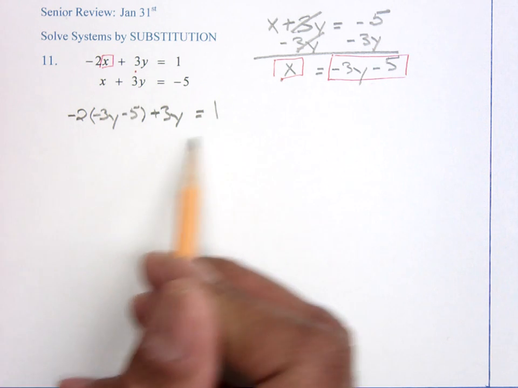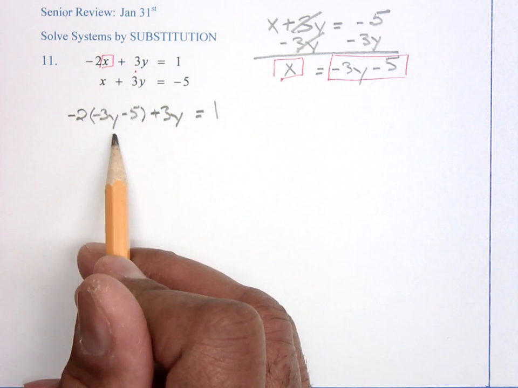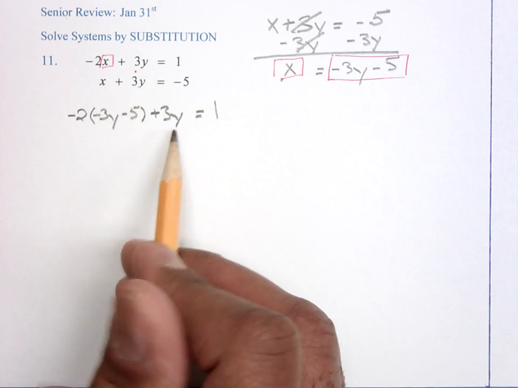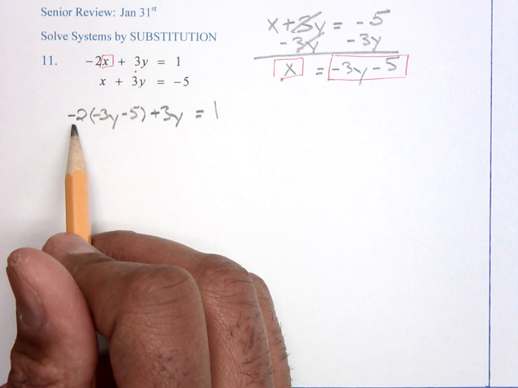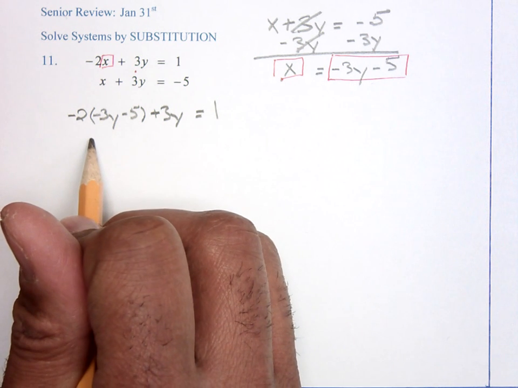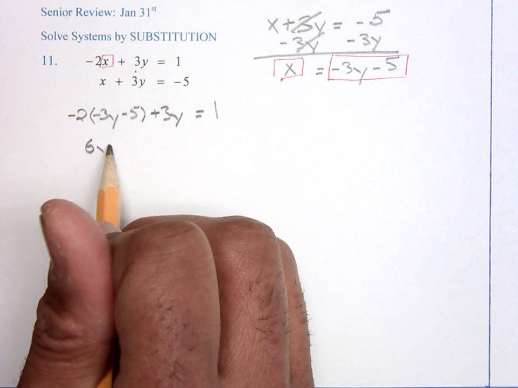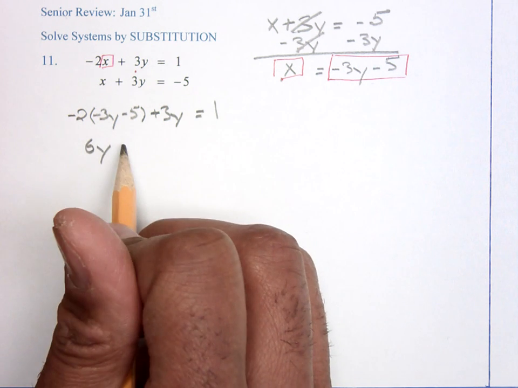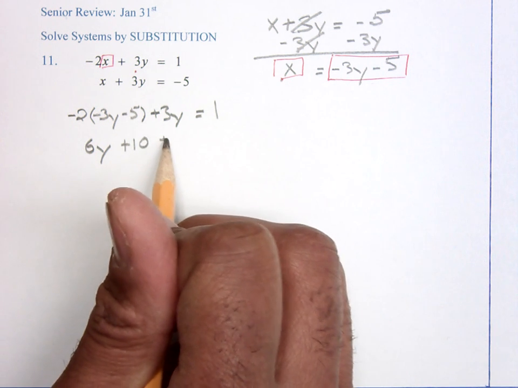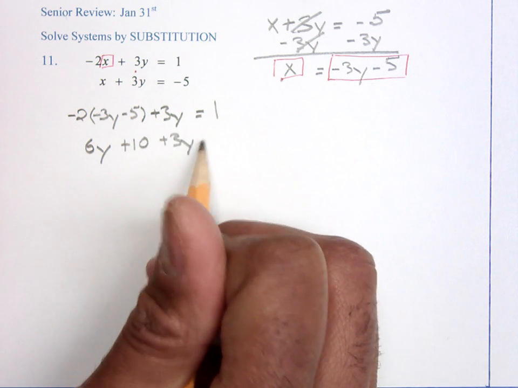Now we can simplify this. The nice thing about this equation is there's only one variable. Even though it shows up twice, we don't have an x and a y, we just have a y. So let's simplify it by distributing negative 2. Negative times a negative is going to give us positive 6y. Negative 2 times negative 5 is positive 10. We still have positive 3y, or plus 3y, and 1.